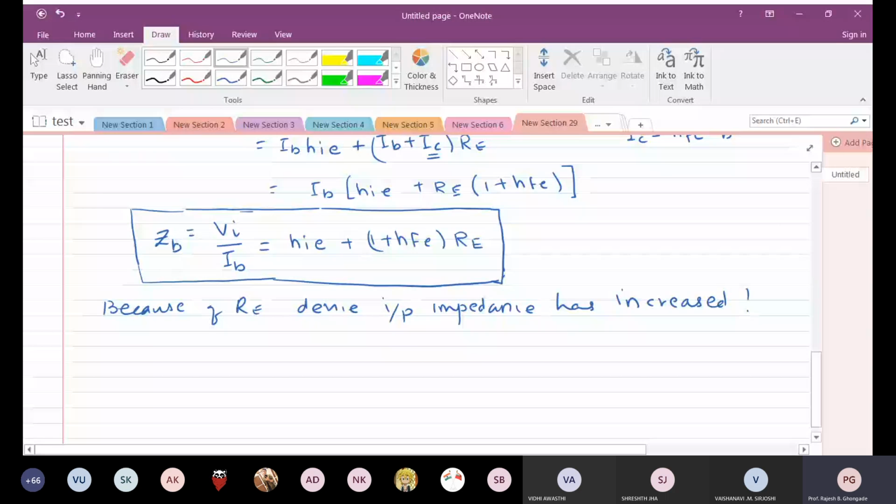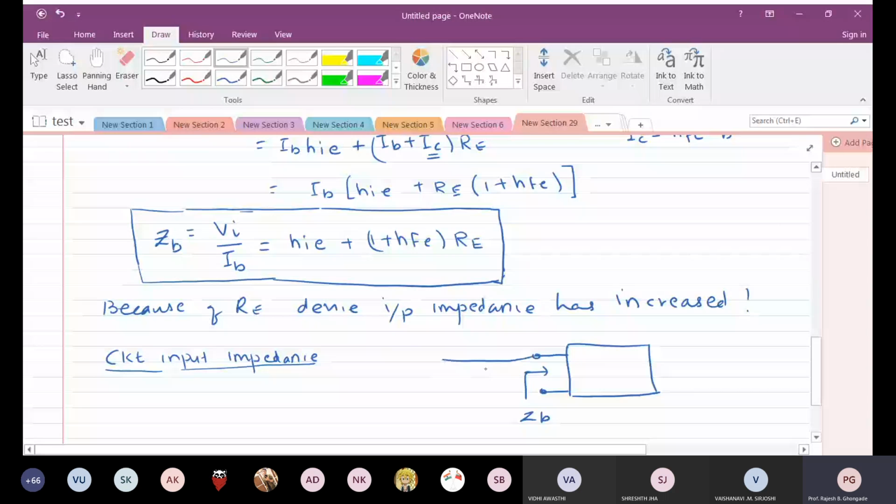Now what about the circuit input impedance? So we'll use R1 and R2 there. Yes, R1 and R2 will come into picture. So what we have here is something like this again. This will be your ZB, and then you have these two resistors over here, R1 and R2, and now the circuit input impedance is ZI. So this we have calculated already as ZB.